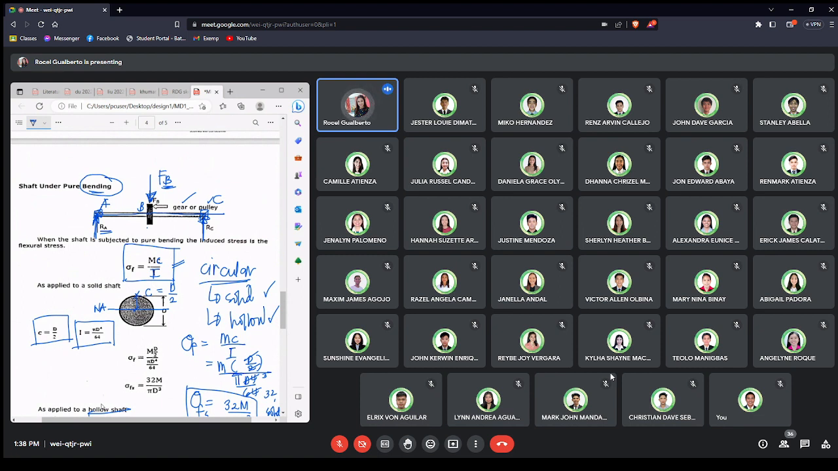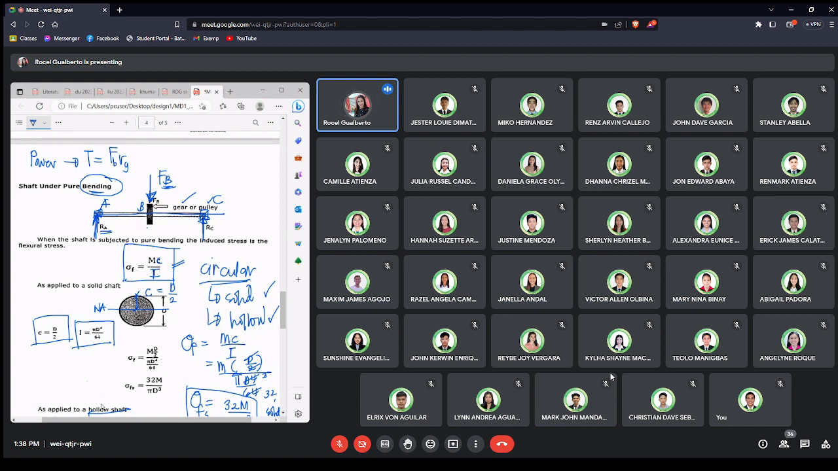So, saan ko po makukuha ma'am yung value ng FB, bending load na yun? There are cases that you are given po yung power. So, from power, you solve for the torque. Given power, you solve for the torque. And then from the torque, this is equal to F times the radius. Kung ano po yung radius ng gear or ng pulley, yun po yung gagamitin natin dito. At yung force po na yun, that is your bending load FB.